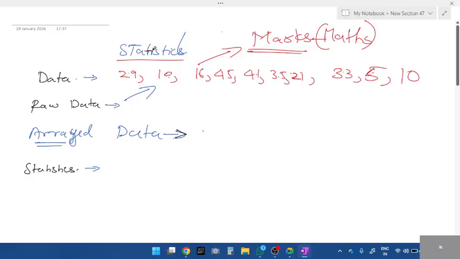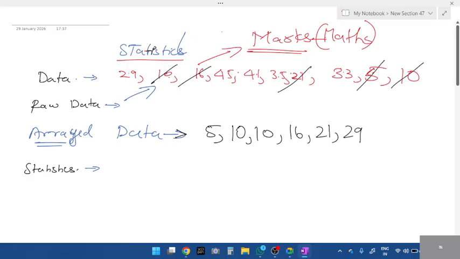Arrange the data, you have to arrange in ascending order, students. You can arrange in ascending or descending, but the most preferable order is ascending. What is the least number we have? 5. Next. How many times is 10 written? Yes, you have to count that twice. Write it twice. Next, 16, 21. Okay, 10 is done. 5 is done. 21 is done. 10, 16, 29.